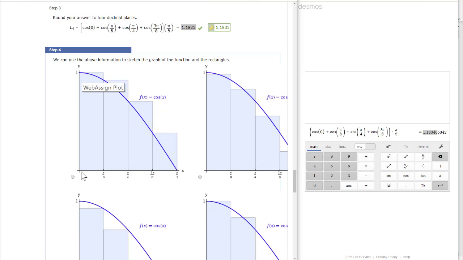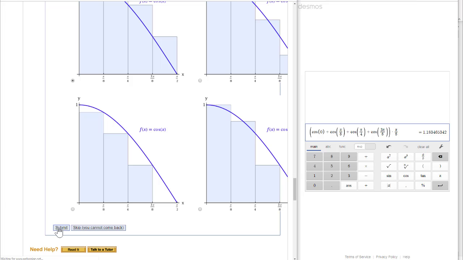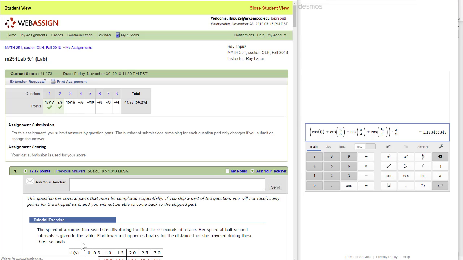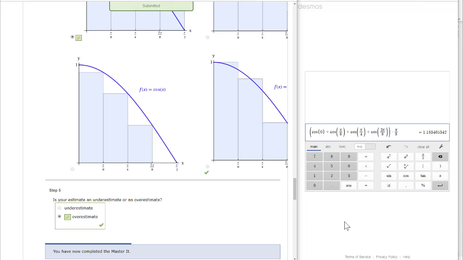If we look at this first graph, our first rectangle starts at 0. Our next rectangle is at pi over 8. So it's got to be that one. And then clearly it's an overestimate. And that's it. Okay, so I hope that helps.